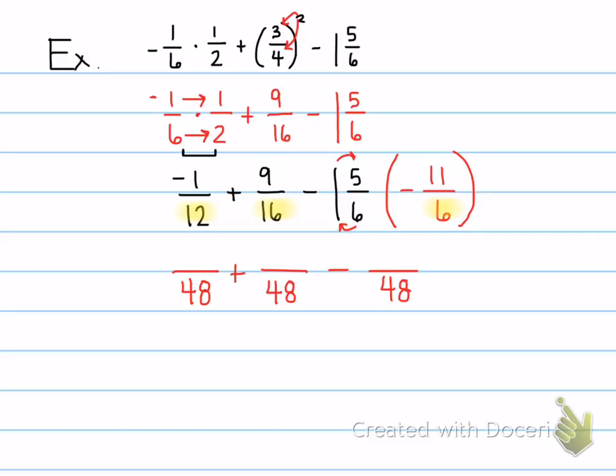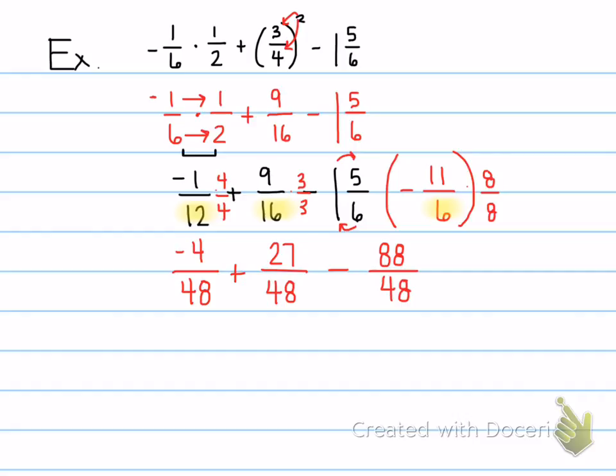12 times 4 is 48. So I'm going to multiply that by 4 over 4. I have negative 4 in my numerator. 6 times 3. So I'm going to multiply that by 3 over 3. I have 27 in my numerator. 6 times 8. So I'm going to multiply that by 8 over 8. And I have negative 88. Or actually just 88. I'm sorry. Because I'm writing that as a minus. 88 in my numerator.